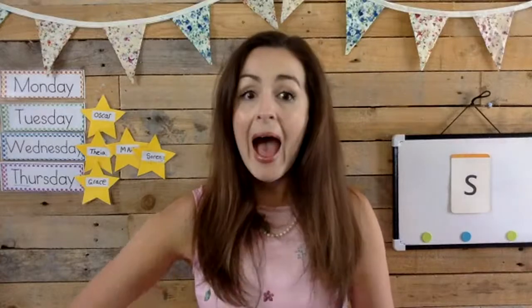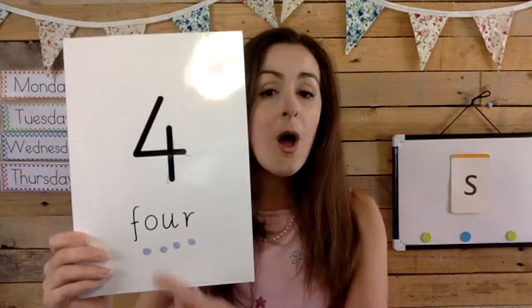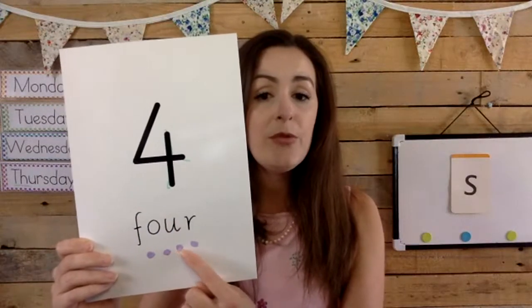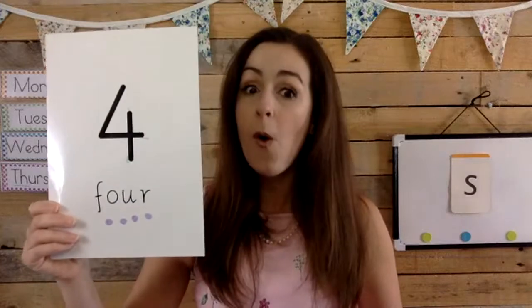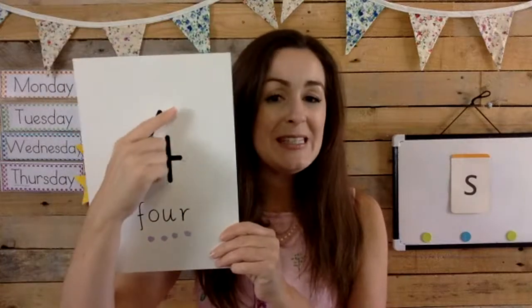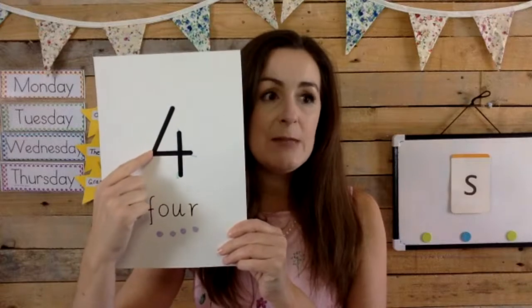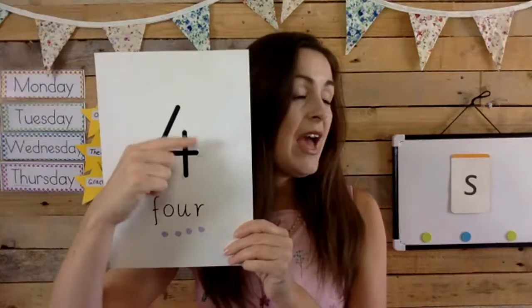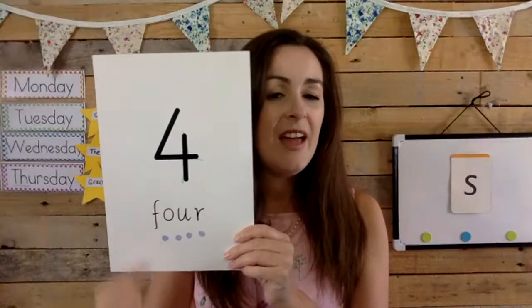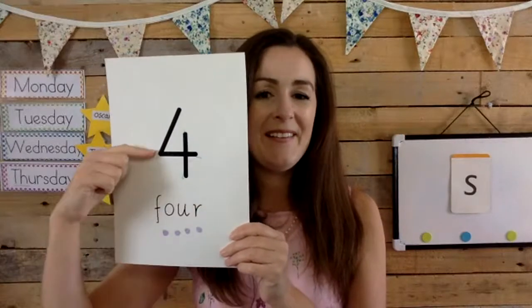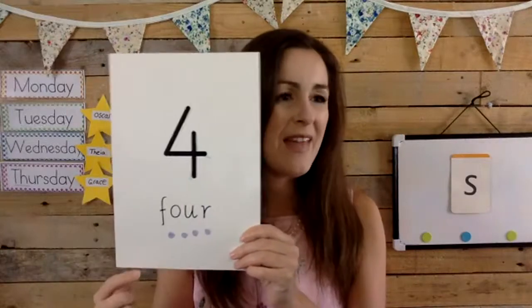Well done, everybody. Great singing, by the way. Now we have our number 4. 1, 2, 3, 4. 4. And we remember that we swipe down our monkey's back. We go across his branch and we pull down that banana. We go down our monkey's back, go across his branch, and we pull down that banana.